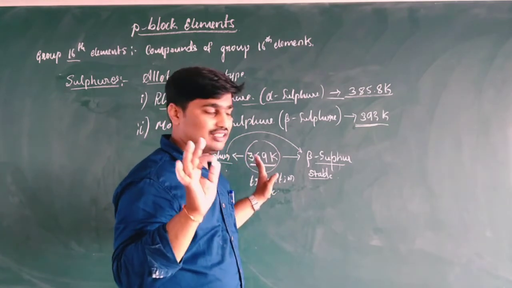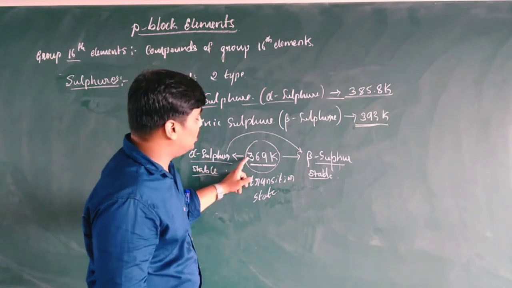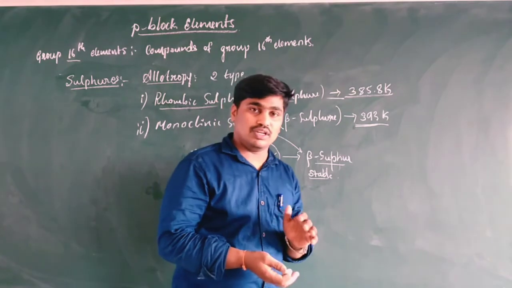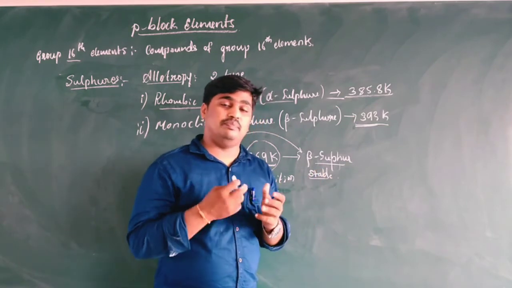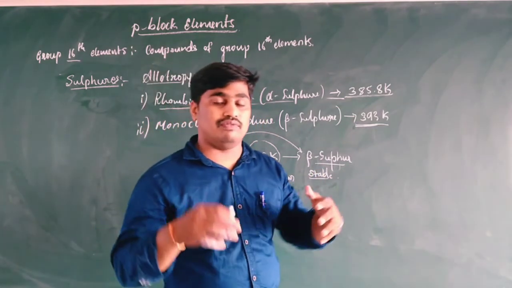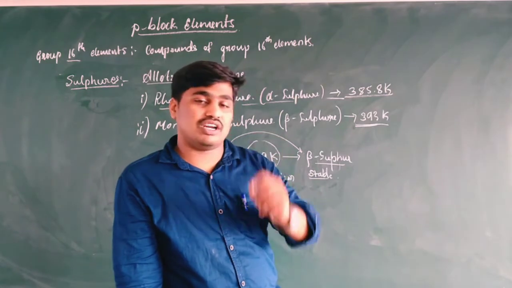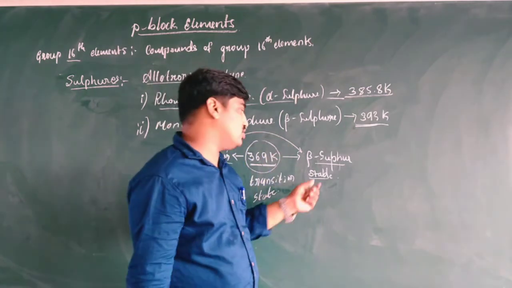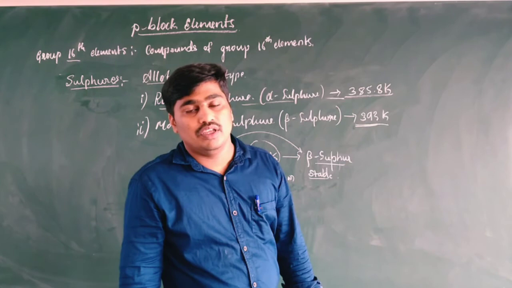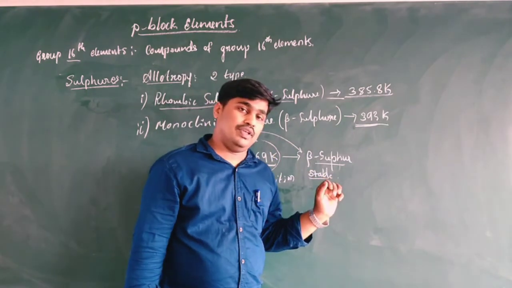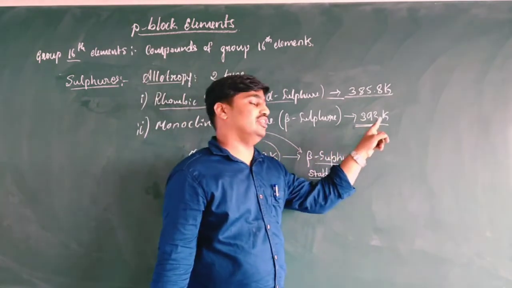Okay, clear the concept? Just once again I recall all the things. When alpha sulfur is heated more than 369 in a closed condition, it gets converted into beta sulfur, and whatever excess quantity of liquid is there is removed from that closed vessel, and a needle-like structure remains in the vessel. That needle-like structure is nothing but beta sulfur. It is a monoclinic sulfur. That beta sulfur is extracted, and when we observe its melting point, it is 393.